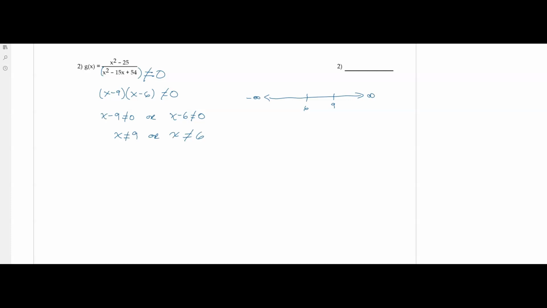Now let's express the fact that 6 and 9 are not part of the solution, or not part of the domain. So let's put an open circle here, open circle there. And now anything else, so from negative infinity to 6, this is part of my domain. From 6 to 9 is also part of the domain. And then from 9 to infinity, that's also, so I have 3 parts here: 1, 2, and 3.